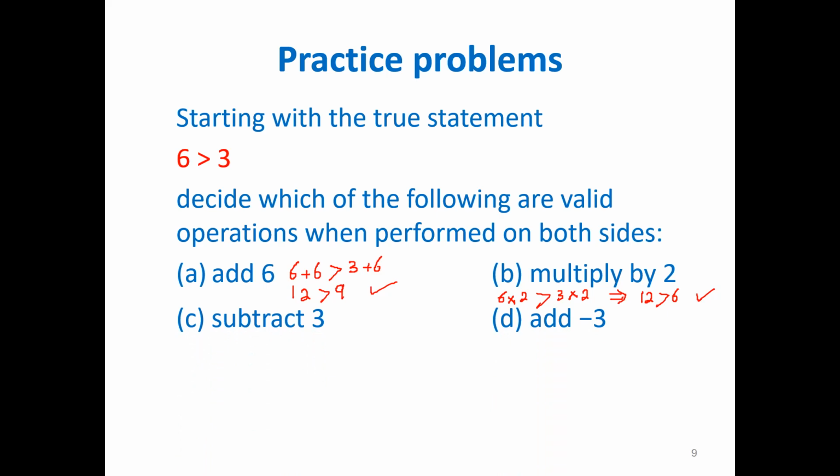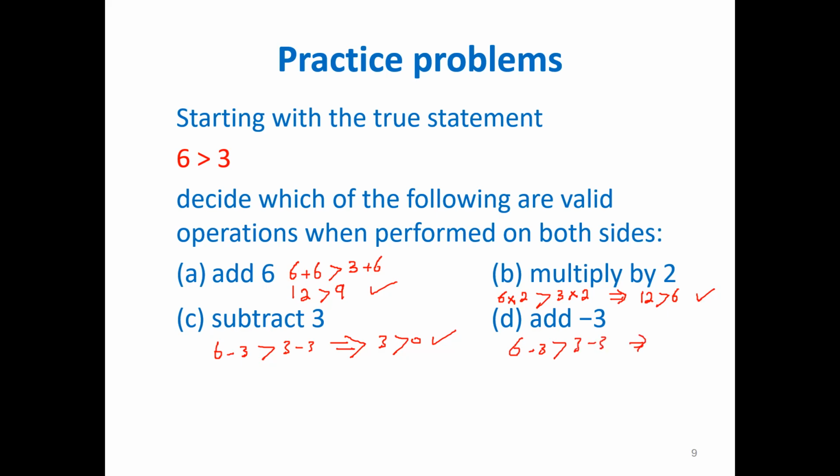Okay, let's subtract a positive number. So 6 minus 3, and here we have 3 minus 3. So we'll get 3 greater than 0, which is also a true statement. Okay, how about adding minus 3? So adding minus 3 means subtracting 3.